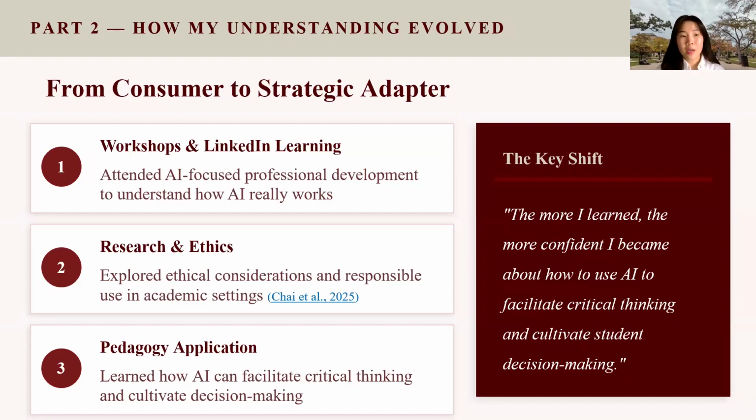And the second part was about conducting research and considering the ethics part. The timelines didn't overlap. However, I had the privilege to collaborate with my colleagues on how generative AI can be utilized in instructional system design, which gave me an opportunity to explore ethical considerations and also responsible use in academic settings. And when I really brought AI into the classroom, I learned how AI can facilitate not only the critical thinking of the students, but also how to cultivate the decision-making ability of students.